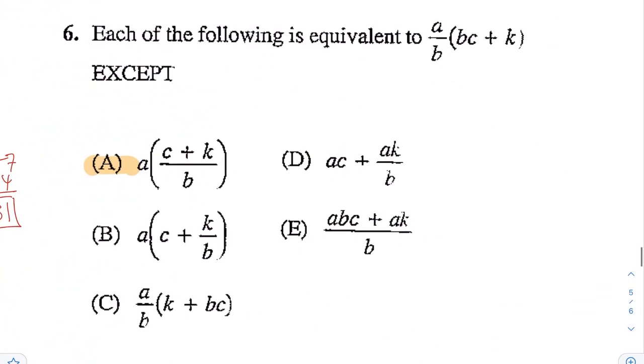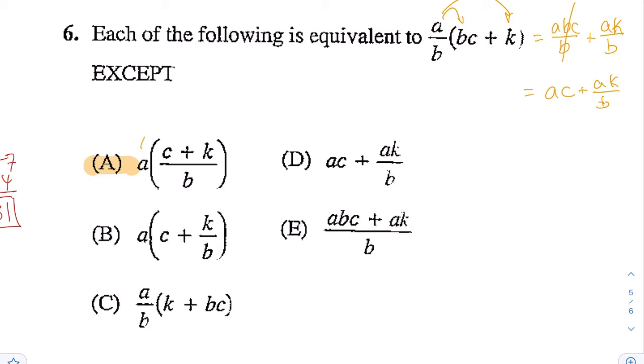All right, next for number 6, each of the following is equivalent to A over B times BC plus K, except. So here, what you can do is distribute to get rid of the parentheses just to simplify things, and that will give you A times B times C divided by B, which B cancels out, plus A times K divided by B. So this will be equal to AC plus AK over B. Let's go through all the choices and see which one's equal to this.